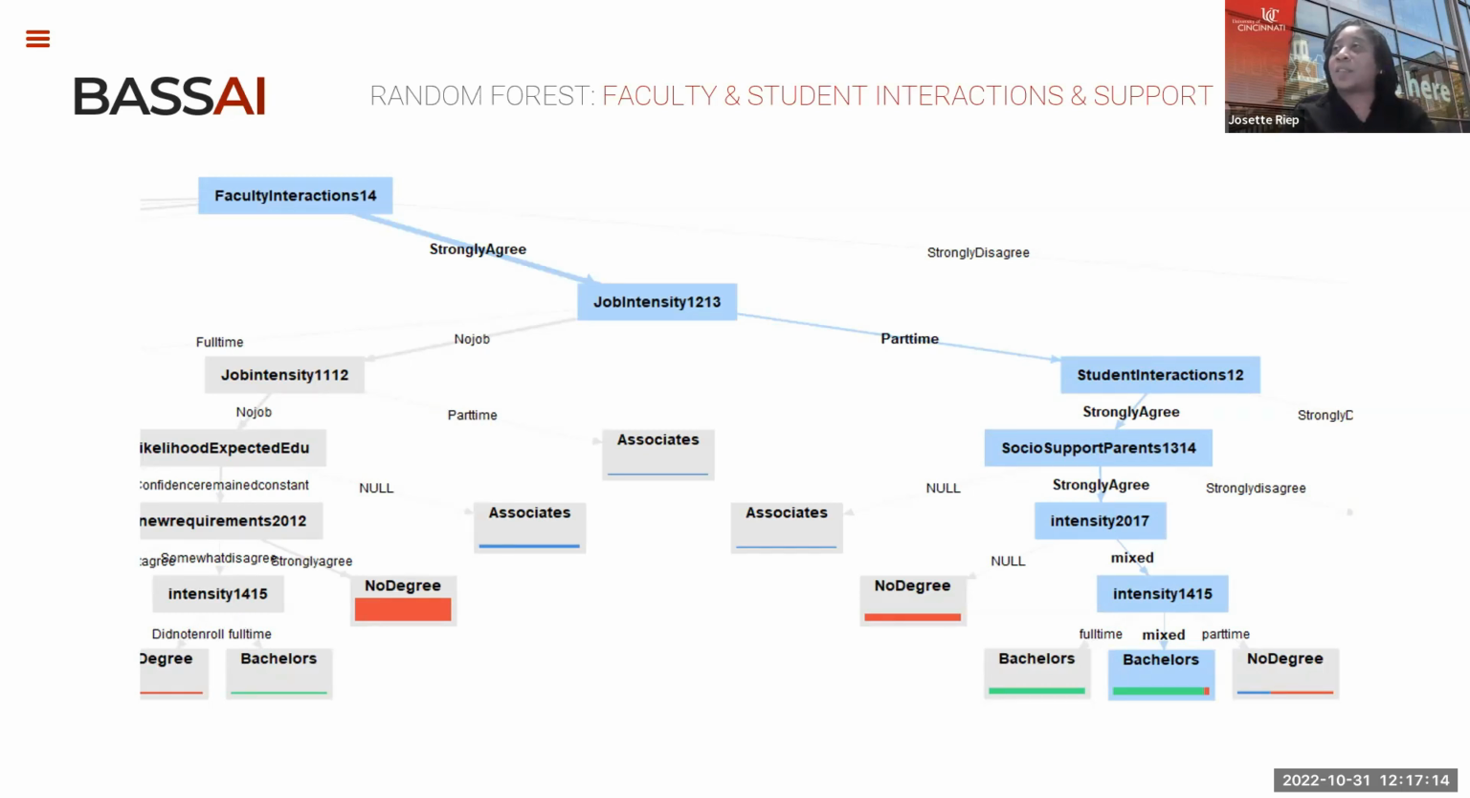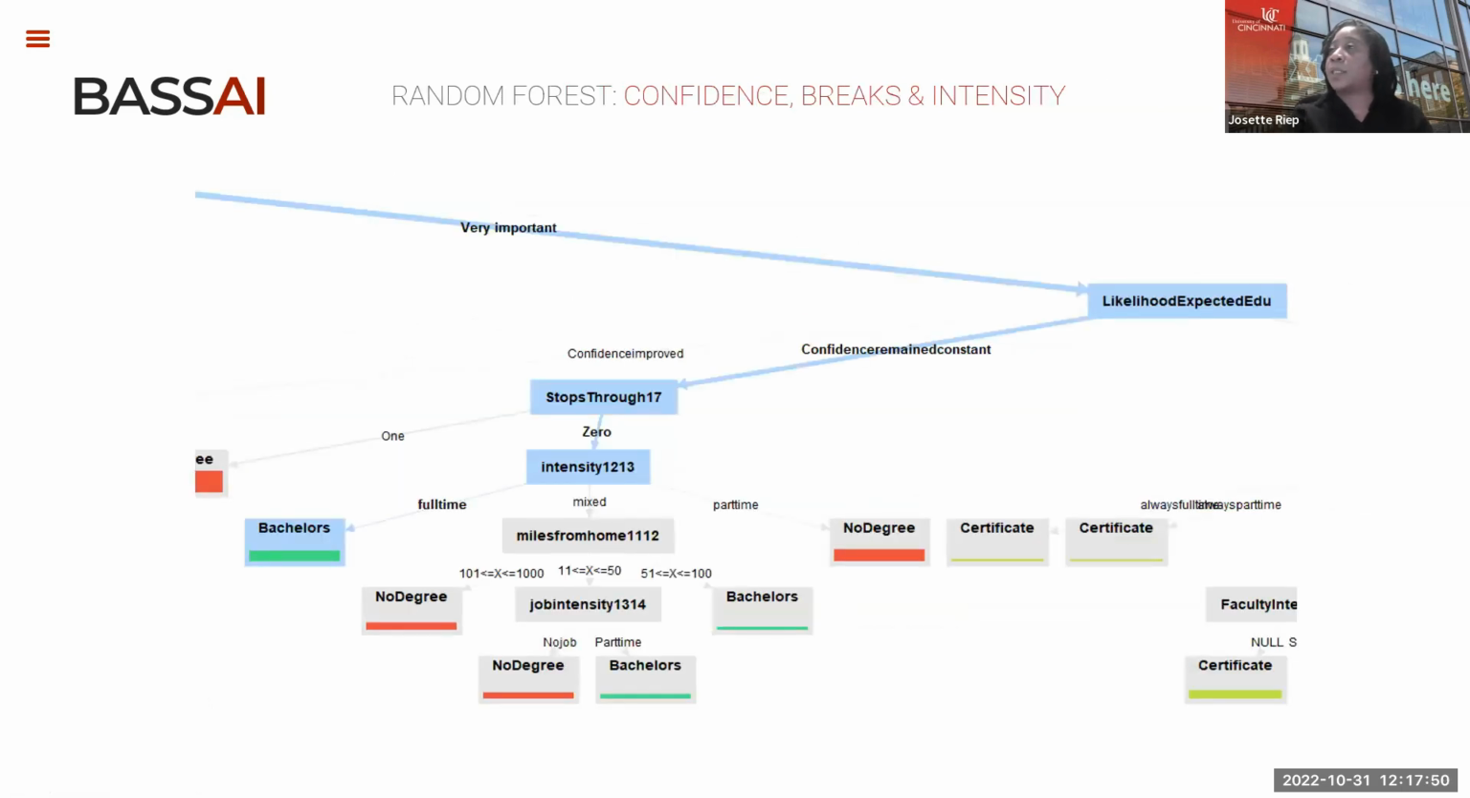And again, I'm going to apologize for the busyness of the diagram, but let me just explain this one, for example. Faculty interactions being something that's very important, and then job intensity. If I have strong faculty interactions and I do not have a job, look at my chances of obtaining a degree. If I'm working part-time and I have positive student interactions and support from family, and I have mixed intensity or full-time, then I'm more likely to graduate. This one is the number of stops, right? If I have a high confidence level and I do not have any stops, I have some likelihood of graduating. If I have even one stop, meaning that I had to take a break in college for whatever reason, I'm much less likely to graduate.